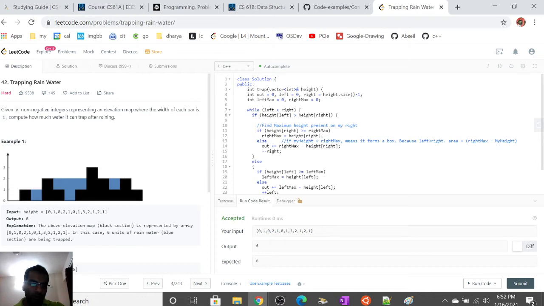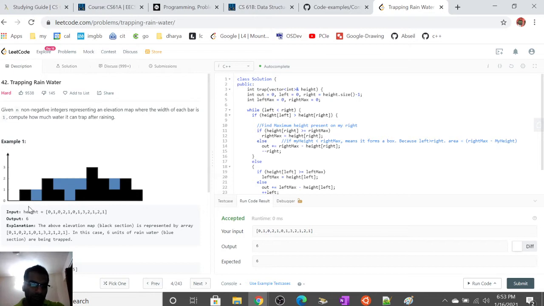0, 2 and so on. So this 0 and 1 represents the height of the towers or maybe the buildings, and width of each building is 1. So what will happen is rainwater will fall here and it will get trapped in between the buildings, and we have to find how much water is trapped after raining.